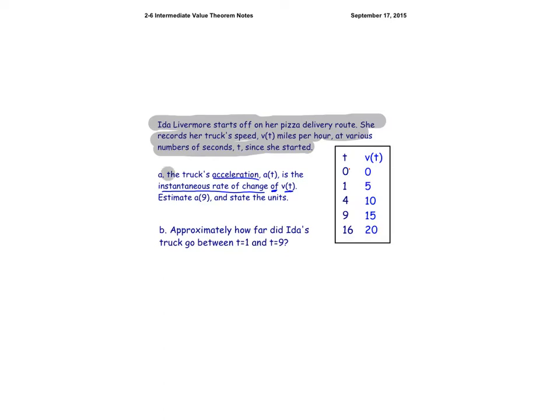Alrighty, A. The truck's acceleration is the instantaneous rate of change of v(t). Estimate the acceleration at 9, and because we're talking about hours, we're talking about 9 hours, and state units. The unit's gonna be miles per hour squared, because I'm gonna talk about that later. And then part B is saying, approximate how far did Ida's truck go between 1 and 9 hours. So, pause the video, try it out, and then we're gonna go over together.